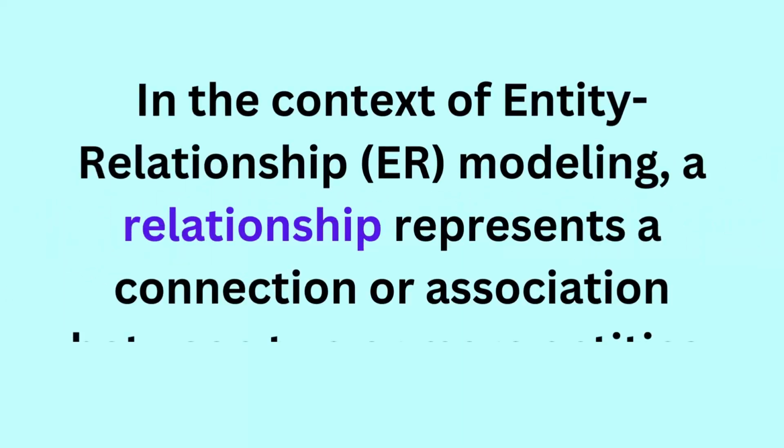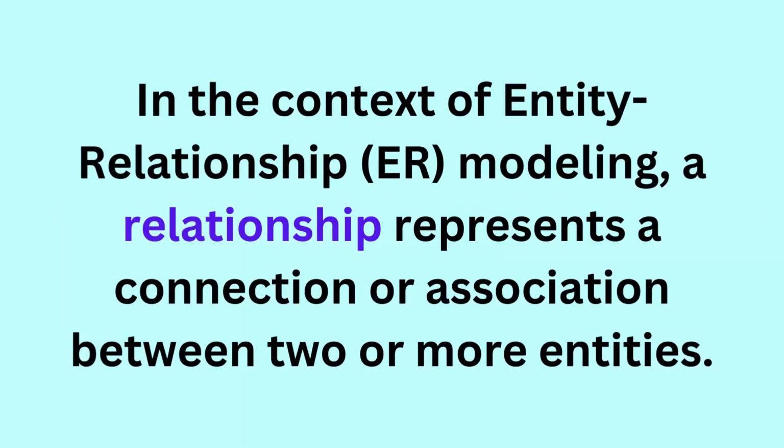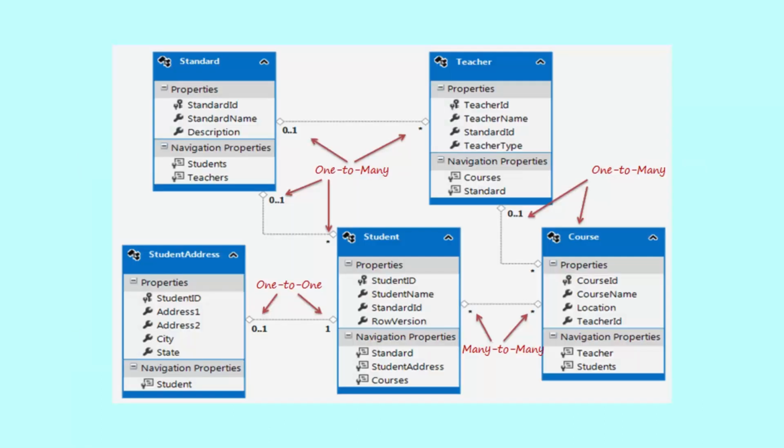Relationships. In the context of entity relationship modeling, a relationship represents a connection or association between two or more entities. These relationships help define how entities interact with one another and represent the logical linkages found in real-world scenarios that a database needs to record.